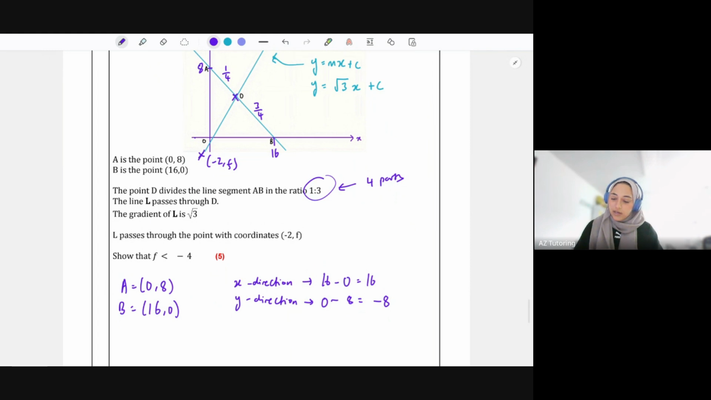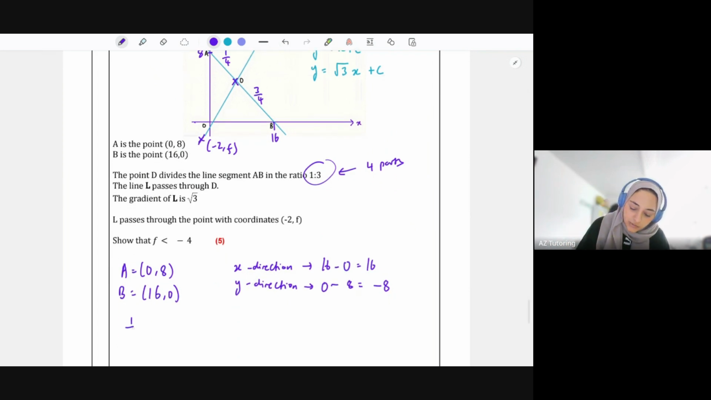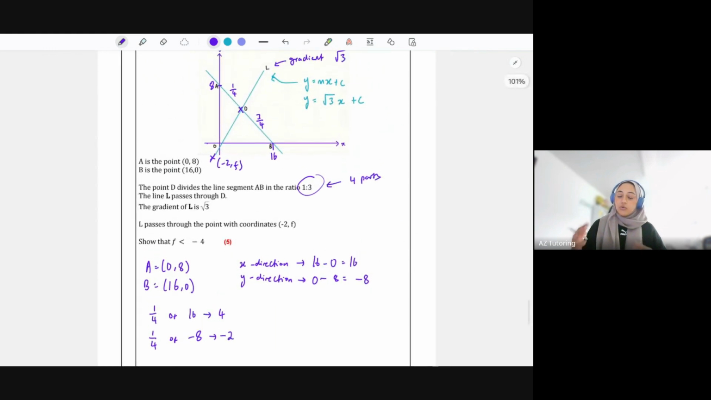Now, we know that D is a quarter of the way from A. We've evaluated that from the ratio. So a quarter of 16 in the x direction is just 4. And a quarter of the y direction, which is minus 8, is just minus 2. So that's how much it is to get in the x direction and the y direction to point D. But we're not done there. We need to add these to our starting position. Our starting position is A, which is (0, 8).